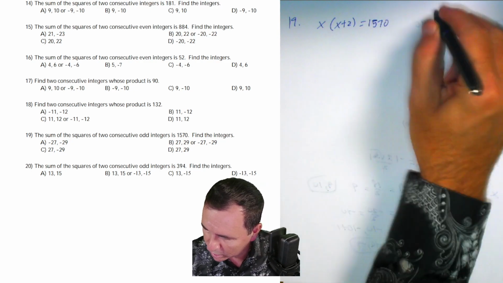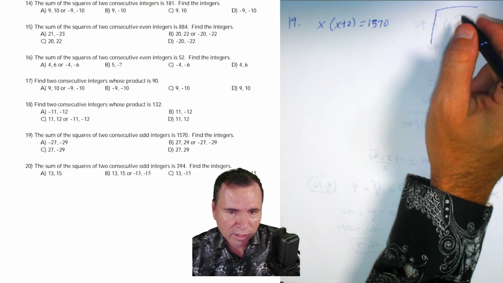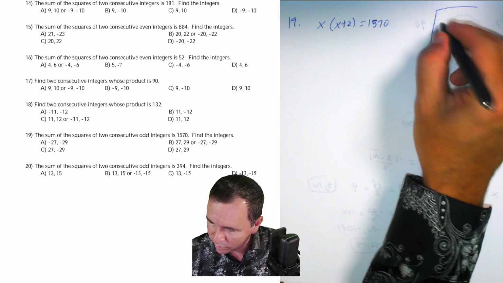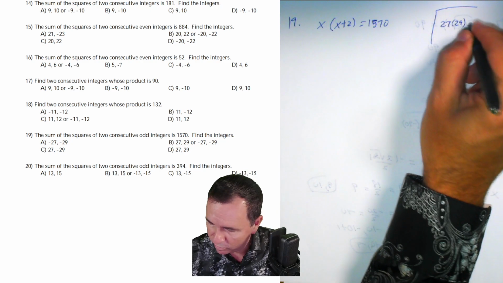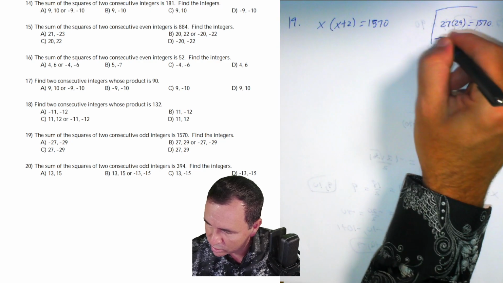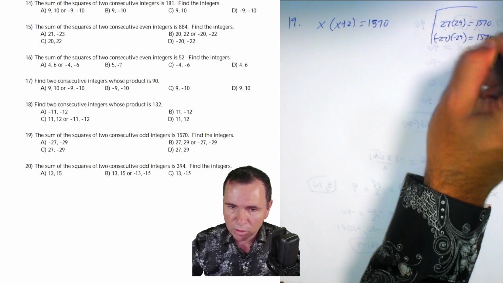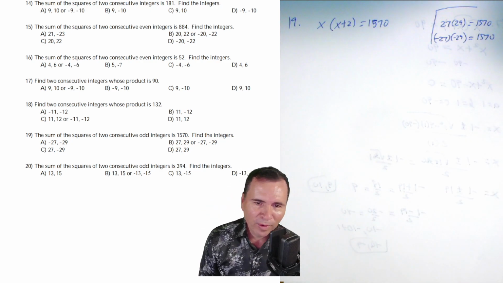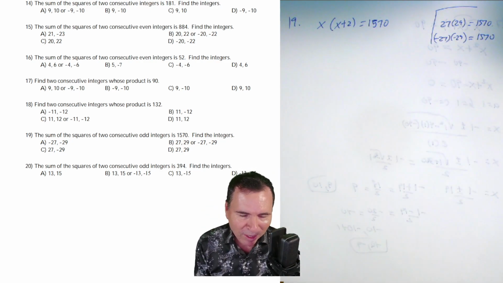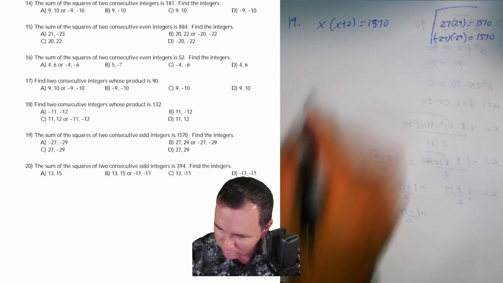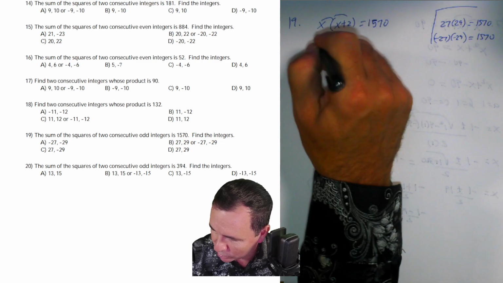Now, of course, the shortcut is super easy, guys. I can see the answer. I hope you can see it too. The answer is 27 times 29, which gives me 1570. And also negative 27 times negative 29, which gives me positive 1570. So these are super fast to do, right? Whichever has the four answers is going to be the answer, basically, right? But I'm going to go ahead and do it the long way, just to prove it to you, right?